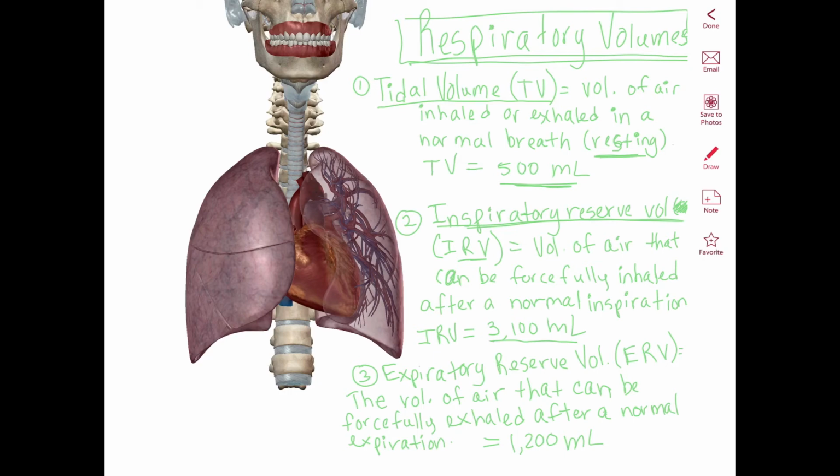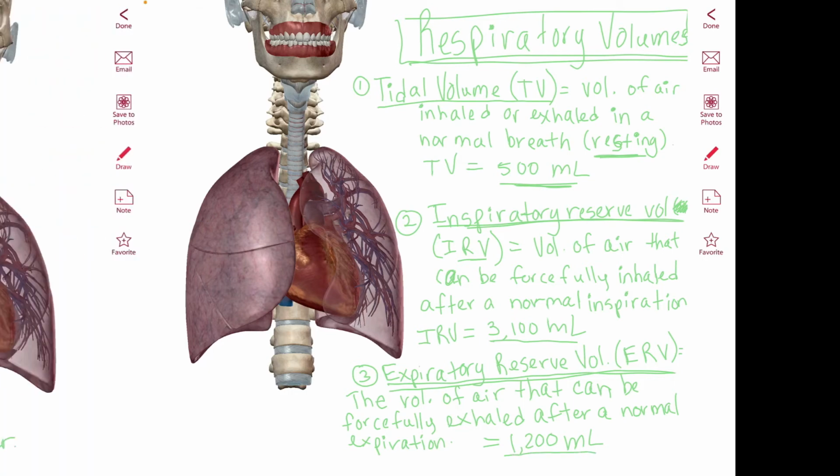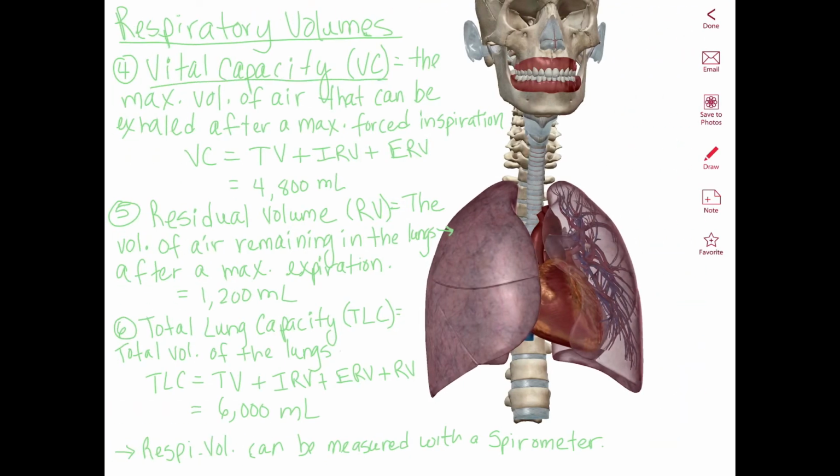The third one is the expiratory reserve volume, or ERV, which is the volume of air that can be forcefully exhaled after a normal expiration. And this volume is typically 1,200 milliliters. Number 4 is vital capacity, or VC, which is the maximum volume of air that can be exhaled after a maximal forced inspiration. And it can be calculated as VC equals TV plus IRV plus ERV. And the total amount is 4,800 milliliters.